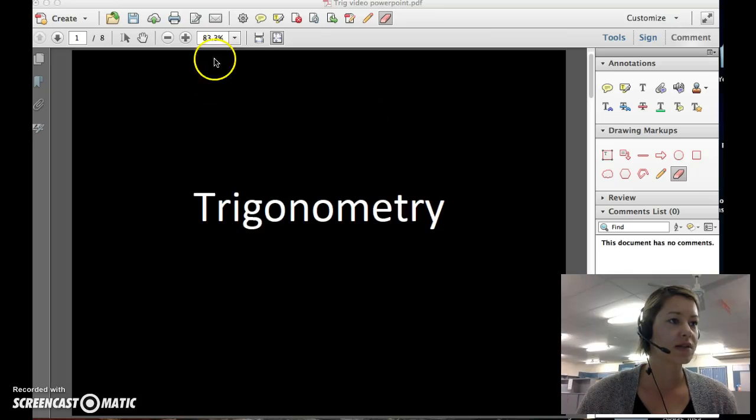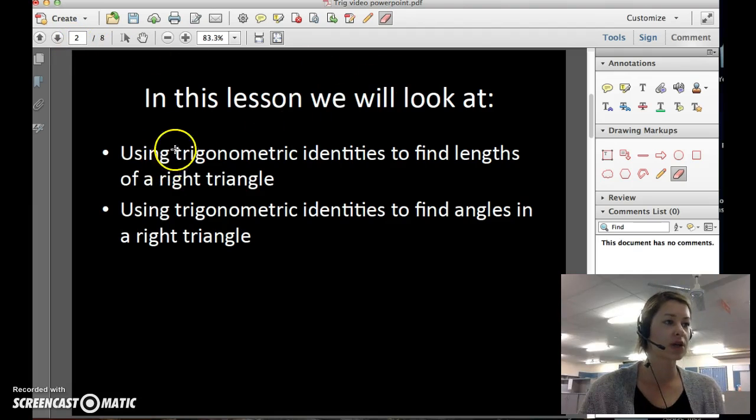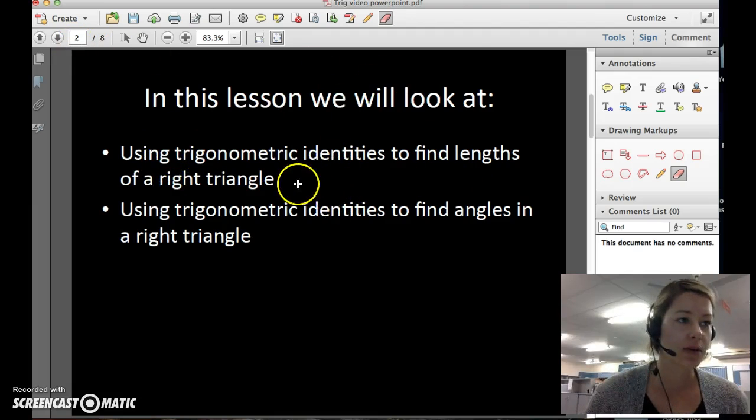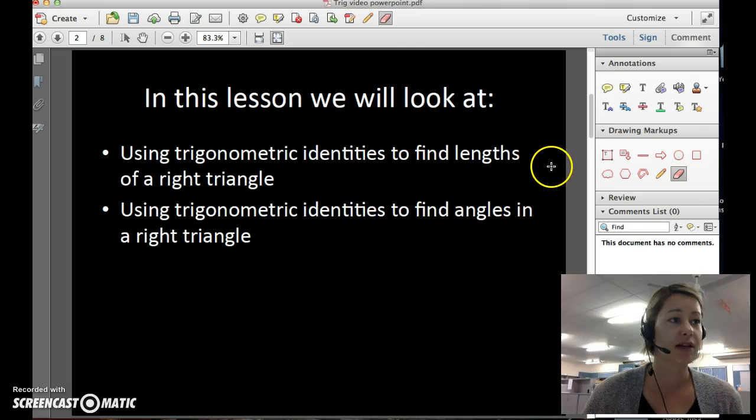Okay, so this lesson is about trigonometry and using the trigonometric ratios. We're going to look at using the trigonometric identities to find lengths of a right triangle, that is a triangle that has one angle being 90 degrees, and also using the trigonometric identities to find angles in a right triangle when you are given a couple of lengths.